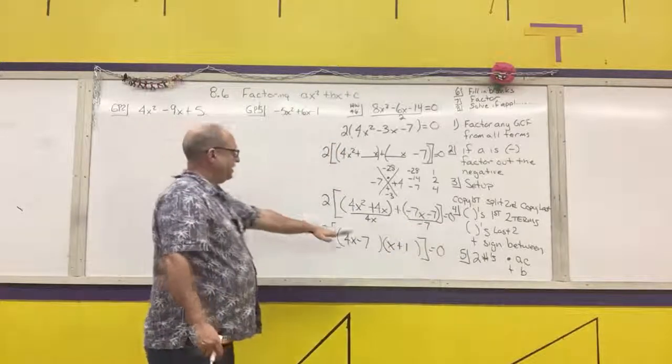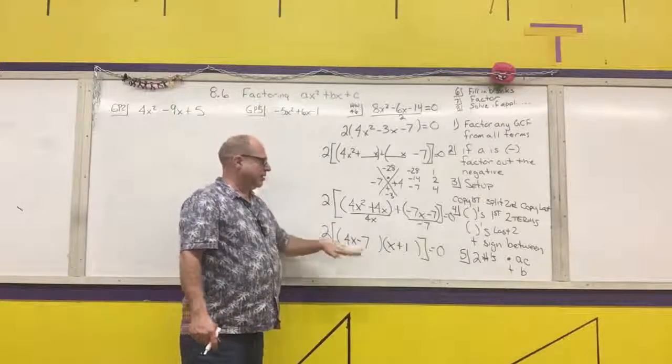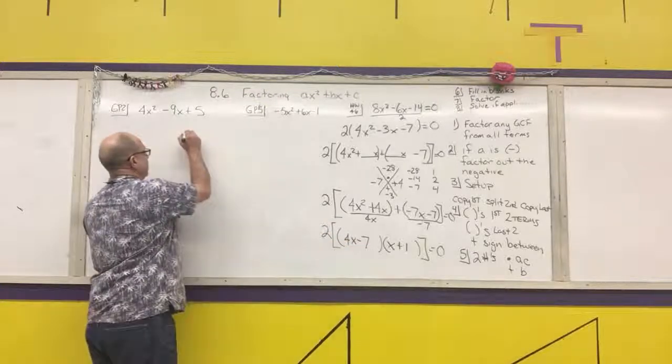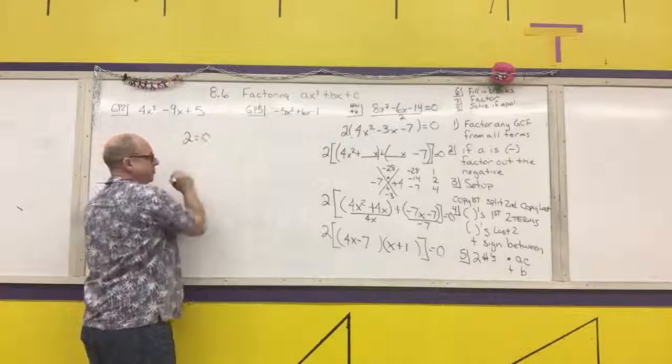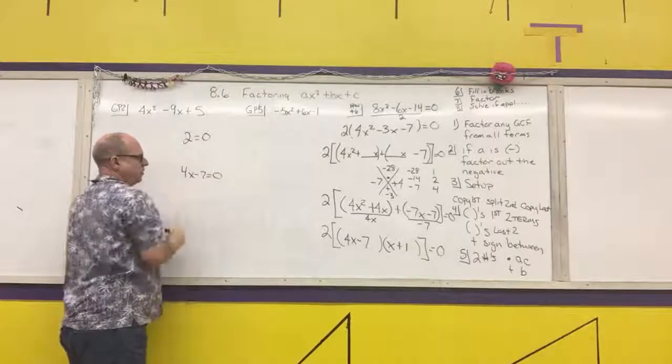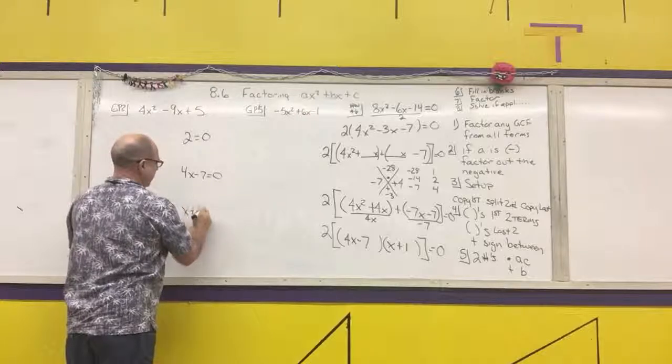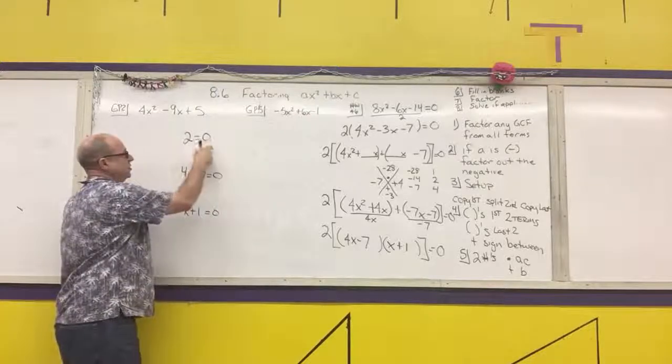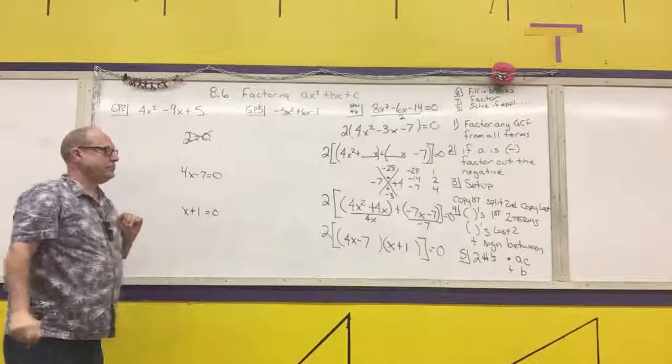Now, because this is a solve problem, I'm going to set each factor equal to 0. So I'm going to find out when 2 is equal to 0, when 4x minus 7 is equal to 0, and when x plus 1 is equal to 0. 2 is equal to 0 never. Okay?